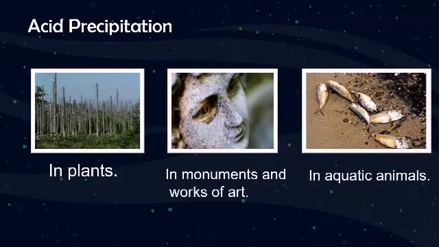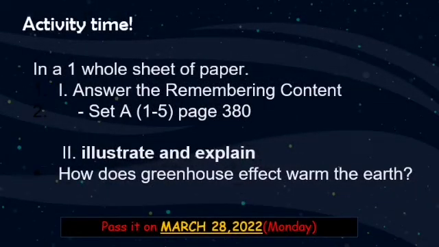Alright? So, for your activity, in one whole sheet of paper, you are going to answer the remembering content set A, that is items 1 to 5, page 380. So you can answer directly. Number 2, illustrate and explain how the greenhouse effect warms the earth.